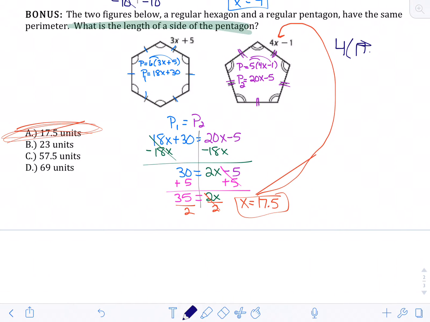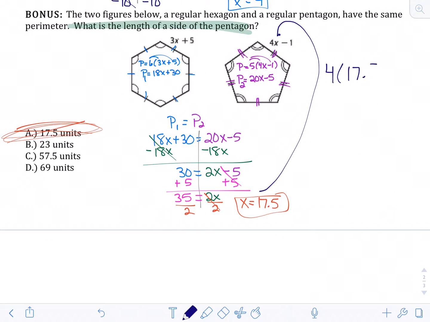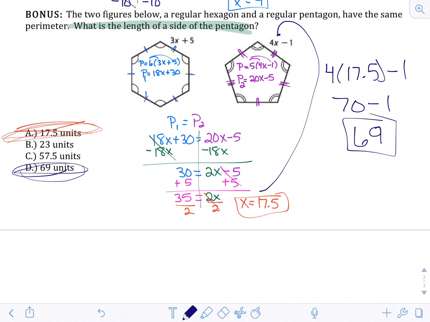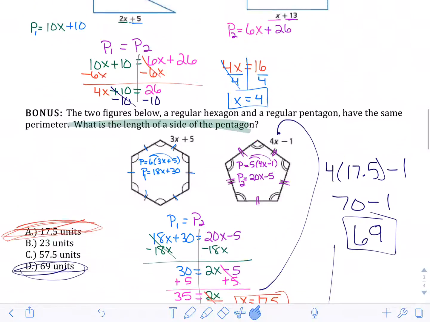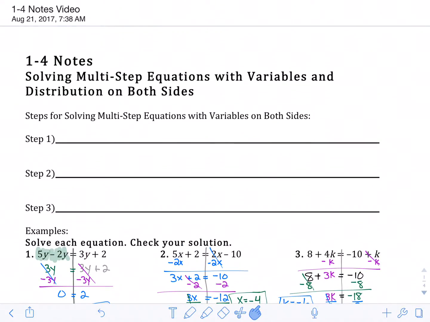Here, I'll rewrite it. 4 times 17.5 minus 1. Let me start this piece over. Okay, so we're plugging that in for x. So we have 4 times 17.5 minus 1. There we go. 4 times 17.5 is 70. Subtract 1 from that, and that will give you 69. So the answer here will be D, 69 units. And that is it for this section of notes.